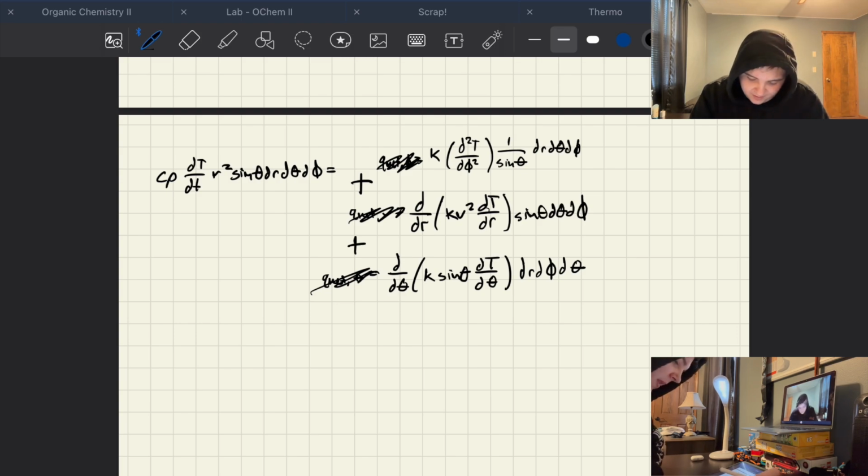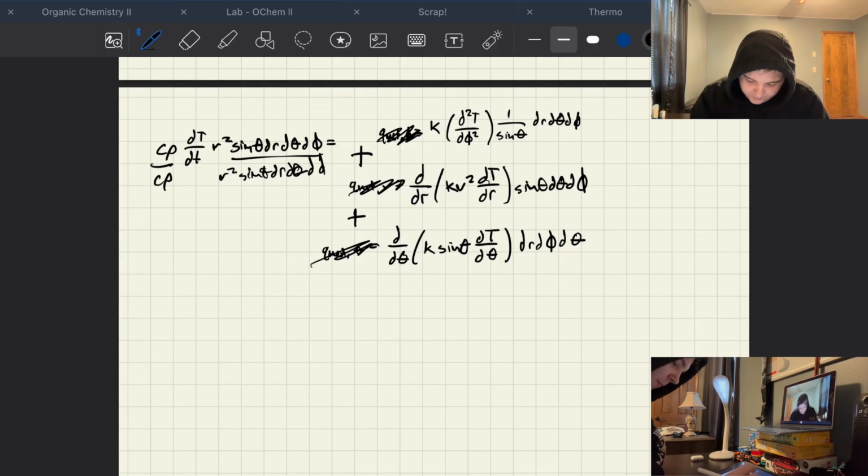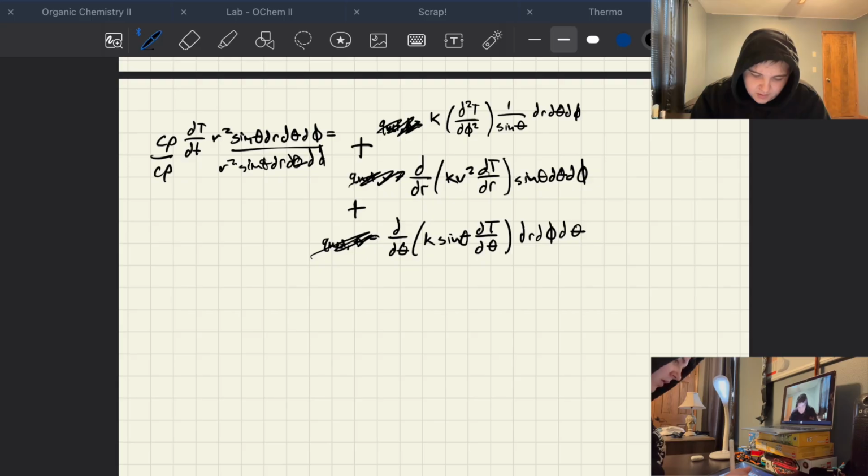So that will be our energy balance, and then all we need to do is divide by CP and also divide by our area. Very messy, but yep, that's what we'll get.